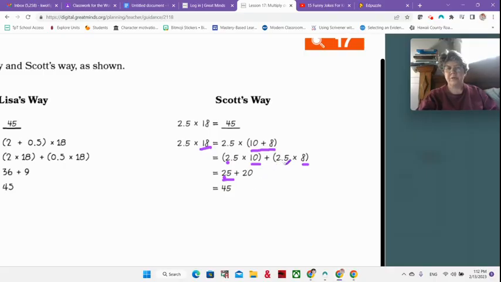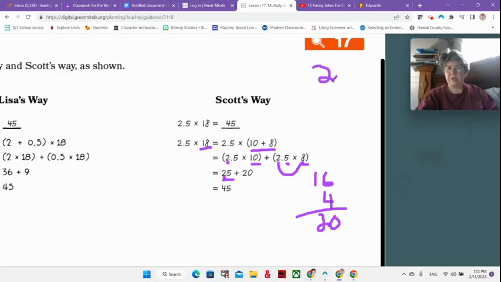Then 2 and 5/10 times 8. Well, we could go 2 times 8, right, which would be 16. And then, like I said in the last problem, 5/10 times 8, half of 8, would be 4. Put those two together and you get 20. So we're just looking at numbers in a different way, thinking about place value.